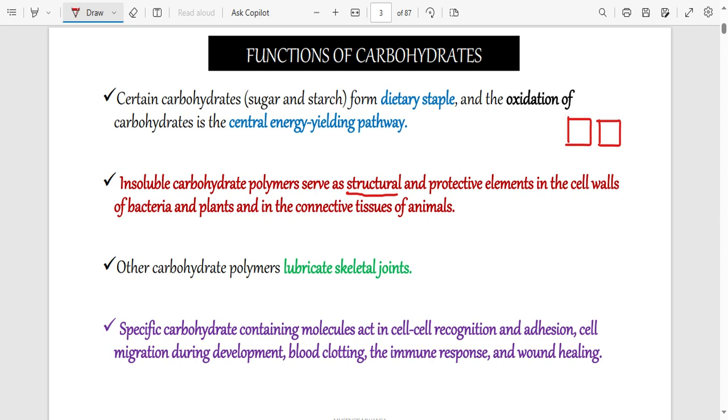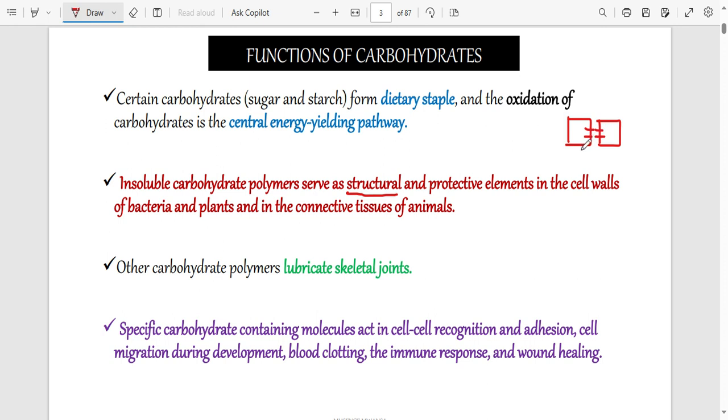Carbohydrates are also used to lubricate skeletal joints. So, for example, on your elbow, you need carbohydrates for lubrication there. Other carbohydrates are going to be used to act in cell to cell recognition and adhesion. Let's say, as I've said, you have got one cell in the body and another cell. How does this cell hold to another? So you are going to have carbohydrates being used in that.